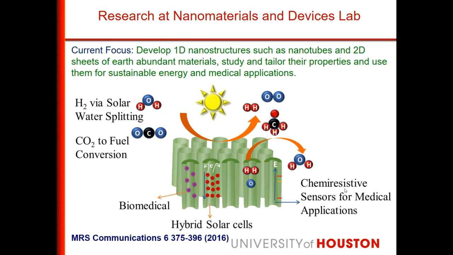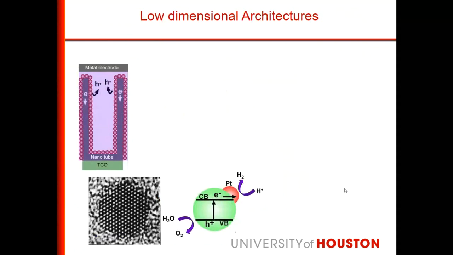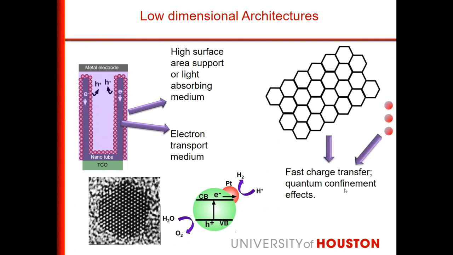I don't want to go into too much detail, so I don't want you to be bored with all these research-specific things. Now, what is the benefit of low-dimensional architectures? If you take the center one as a nanotube, this particular material provides tremendous surface area. What do we mean by that?